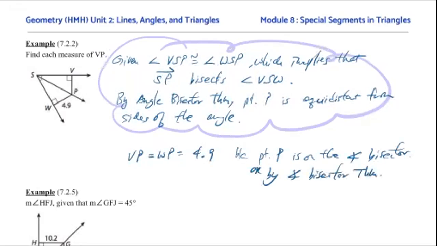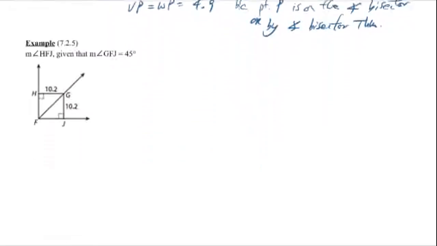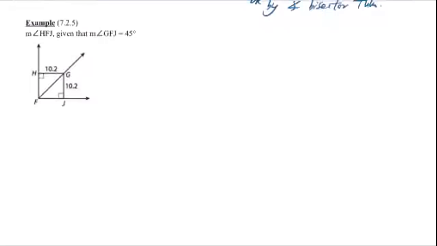All right, guys, let's go on to the next example. That's 7.2.5 from your book. It says to find the measure of angle HFJ, given that angle GFJ is 45 degrees. Well, it's telling you that point G is equidistant, because they're both 10.2, from the sides of the angle. So we know that G is on the bisector, and they also gave you that this right here is 45 degrees.